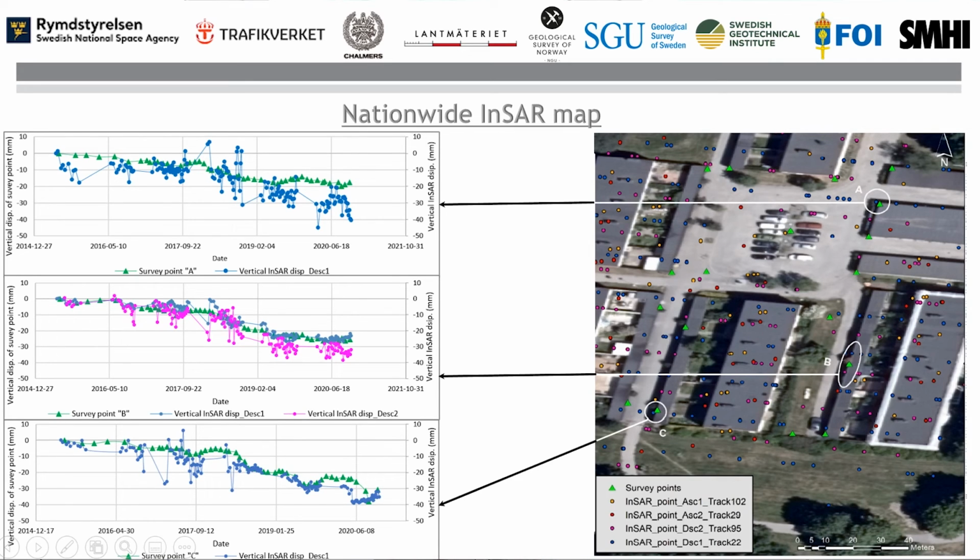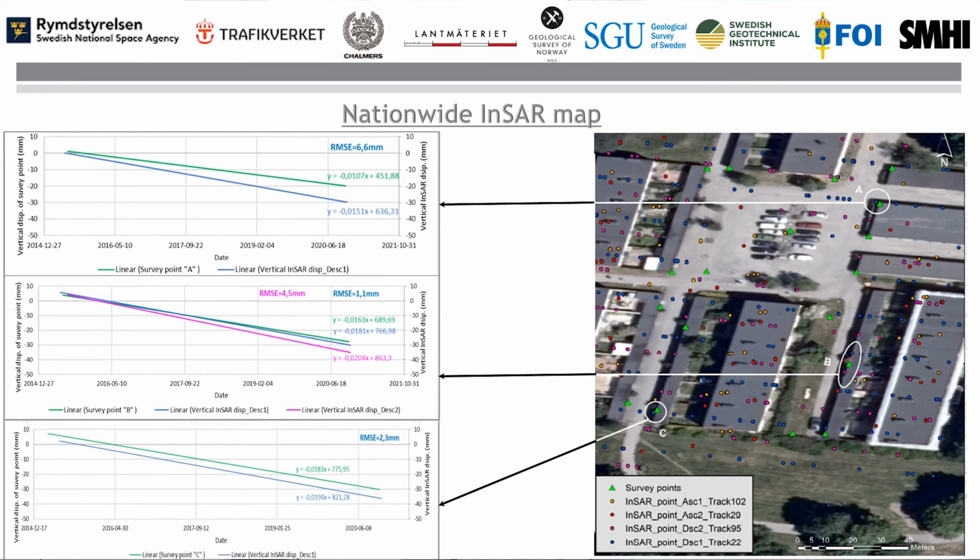If we want a better judgment and interpretation in order to evaluate the accuracy of the InSAR, it's better to fit a linear line to the points and then compare using some statistical measures. Let's do it. Here we have the fitted lines, and you can see how close both lines are together. For example, for point A, we have a root mean square error of 6.6 millimeters, and for the blue point, we have almost 1 millimeter difference in root mean square, which is perfect. And here it seems that there is a bias between the two lines.